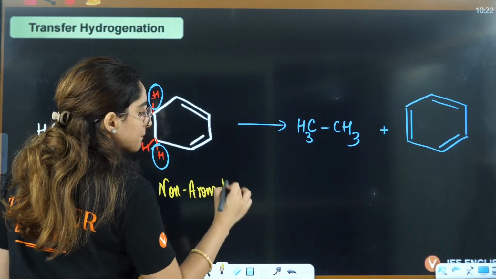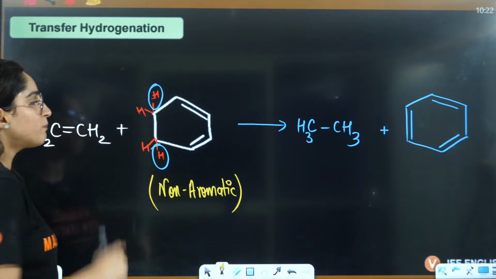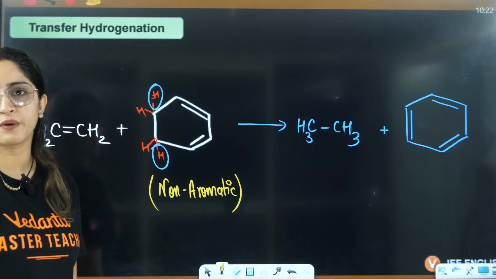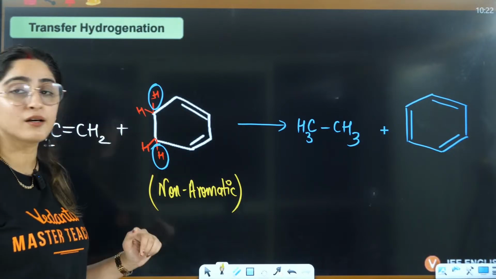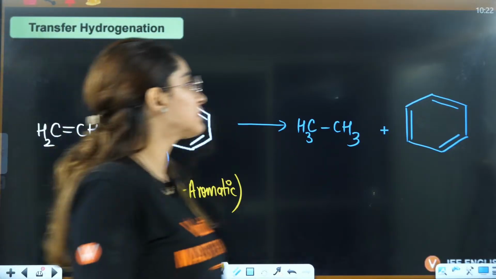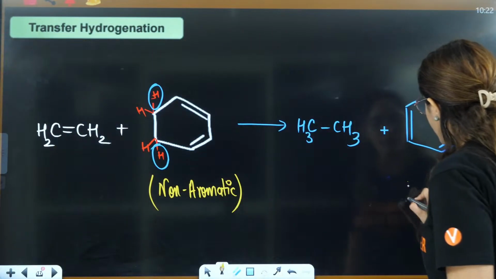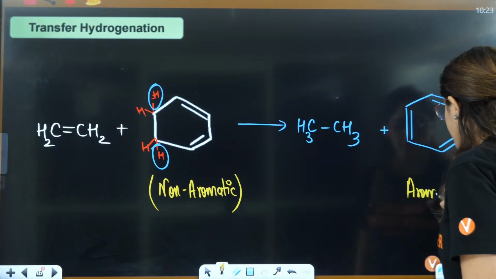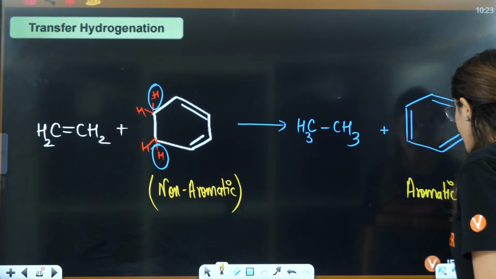There is no complete conjugation here. It is not planar. This is sp3, this is sp3. Right? It is not planar. No complete conjugation is there. So, it is non-aromatic. And this particular compound is benzene, which we know is aromatic in nature. So, can you see this compound is aromatic?